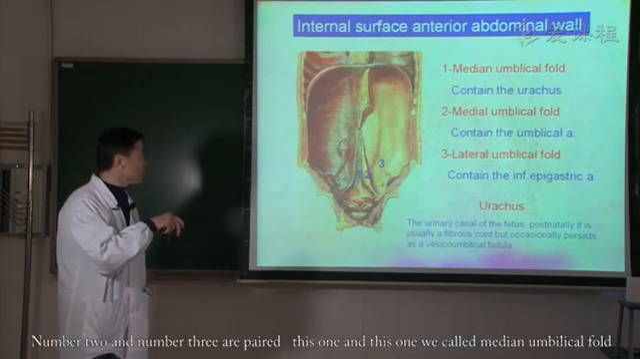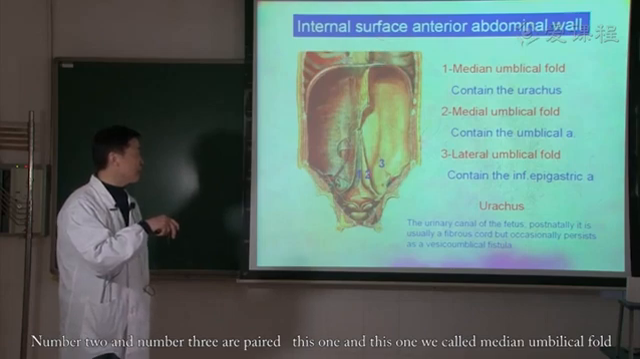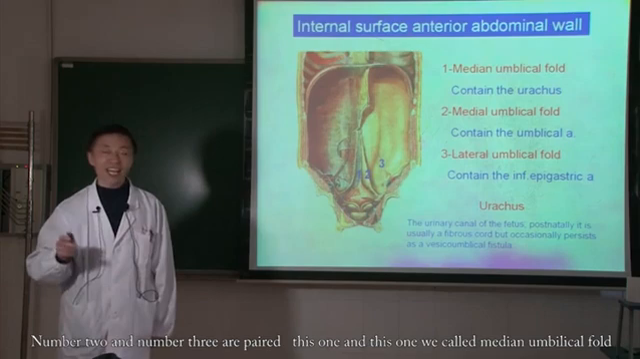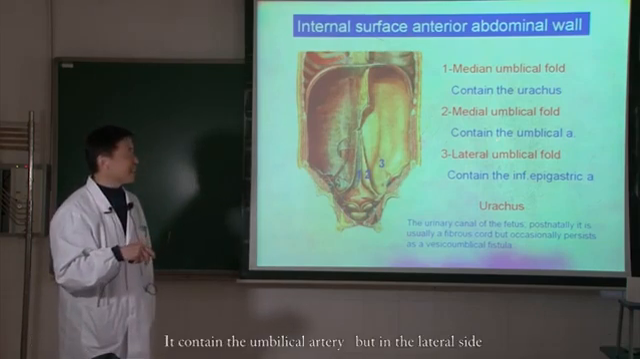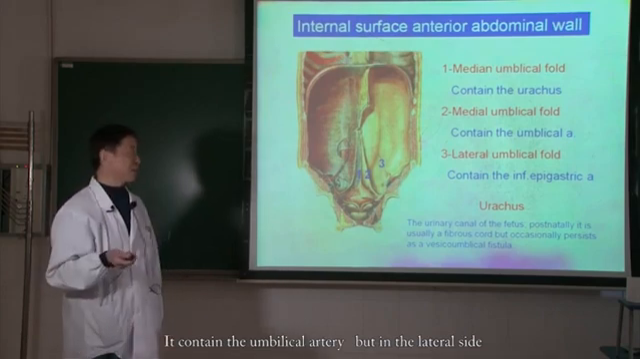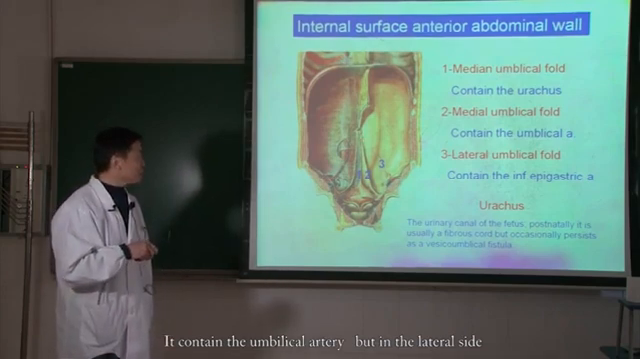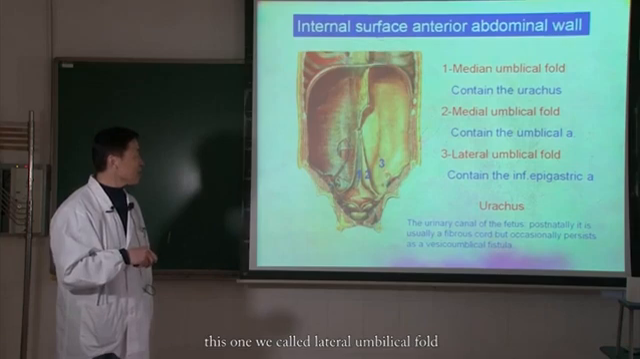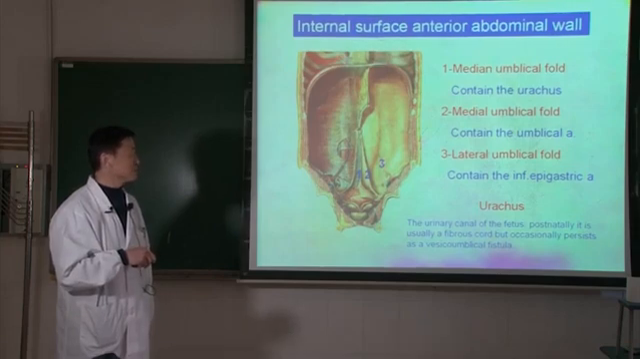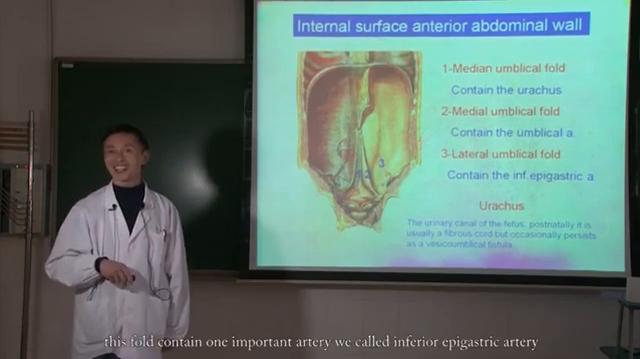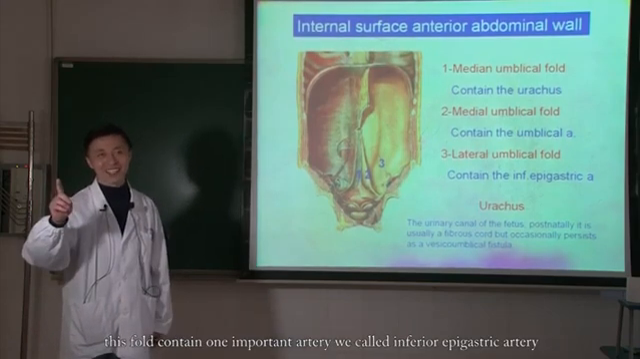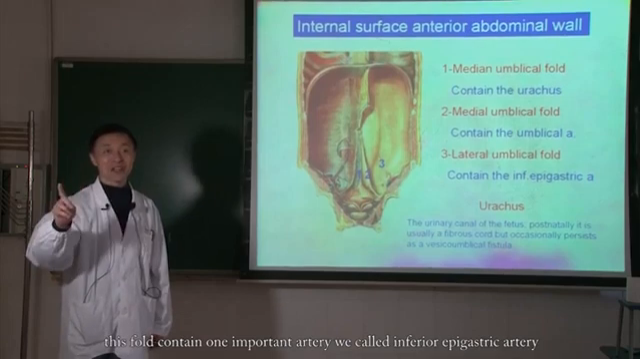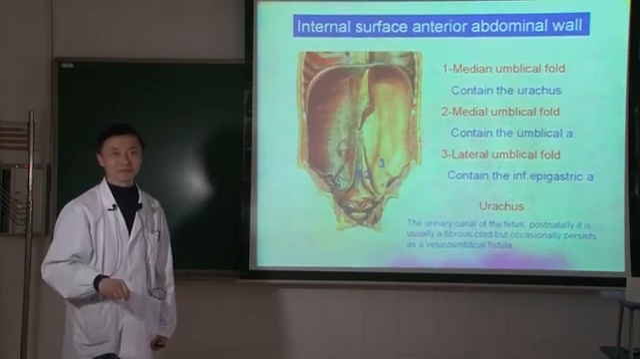Number two and number three are paired. Number two we call the medial umbilical fold. This fold contains the umbilical artery. On the lateral side, this one we call the lateral umbilical fold. This fold contains one important artery, which we call the inferior epigastric artery.